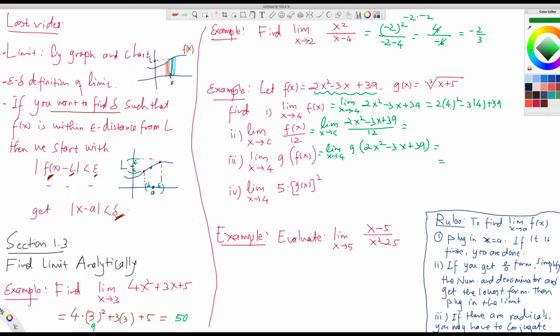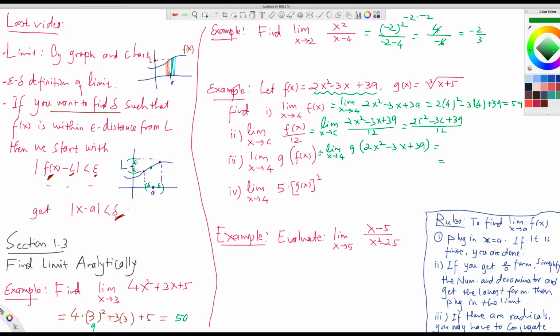2 times 4 squared is 16, right? So 16 times 2 is 32, minus 3 times 4 is 12, right? So 32 minus 12 is 20, plus 39 is 59. That's what you get. Here I just replace the value of f(x). I just write the value of f(x): the limit as x tends to c of 2x squared minus 3x plus 39 over 12. Now you replace x by c. So 2 times c squared minus 3 times c plus 39, divided by 12. That's it. We cannot simplify further.